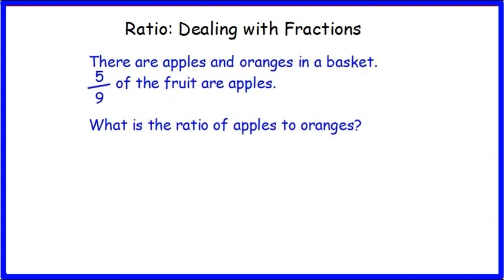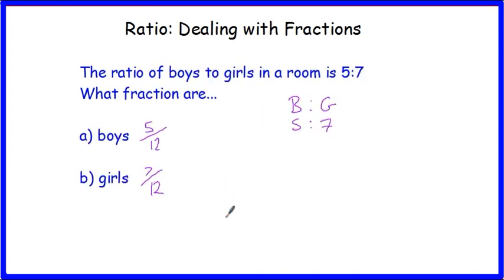This is the reverse of that question. There are apples and oranges in the basket. 5/9 of the fruit are apples. Apples is going to be 5. Now there's 9 parts in total. That must leave 4 left for oranges. So that's the reverse of that type of question.